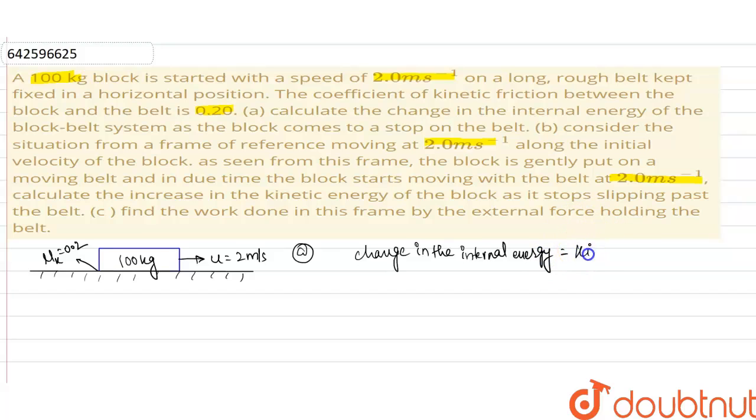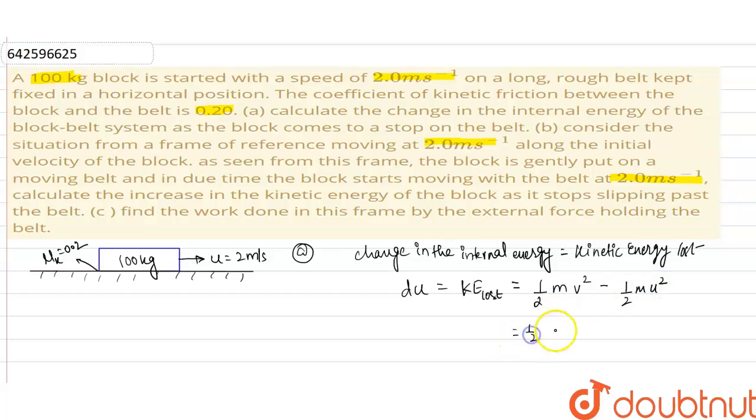Okay, so kinetic energy lost, correct. So dU will be equal to what? Kinetic energy lost, and kinetic energy lost will be given as half into mass into final velocity squared minus half into mass into initial velocity squared, correct.